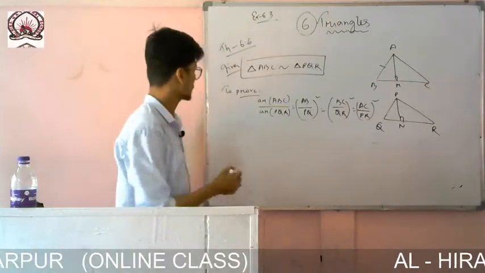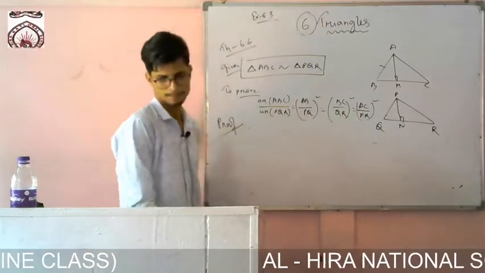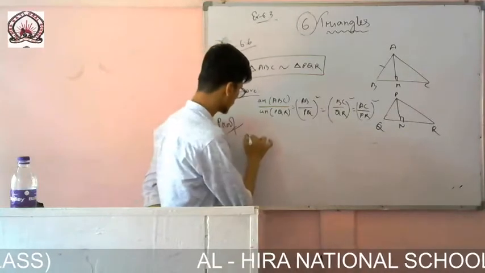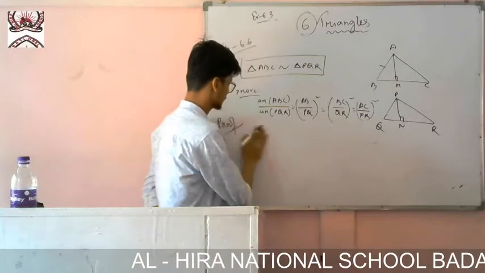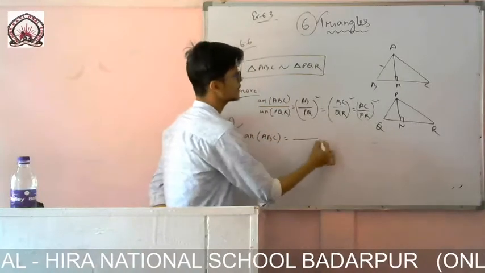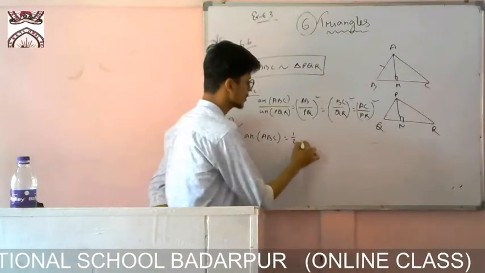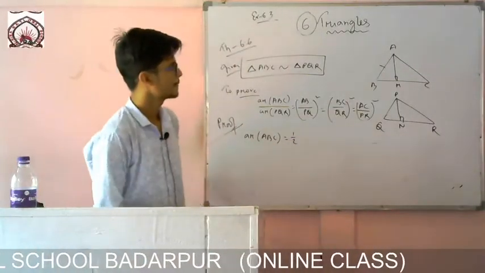So for this purpose you write proof, and first of all let me find the area. First of all let us find the area of triangle ABC. So what will be the area of triangle ABC? Area of triangle ABC is half into base into altitude. Base, which one?